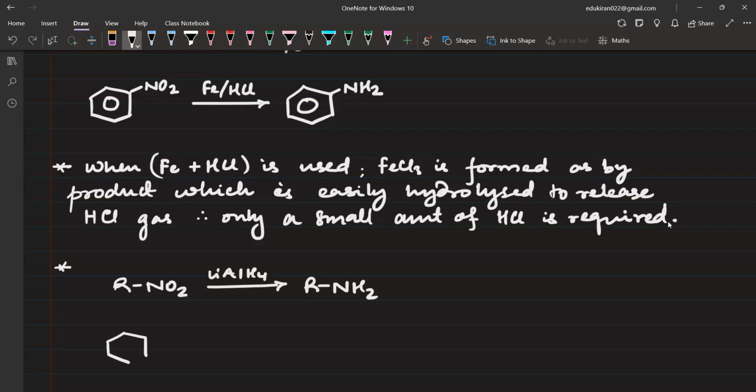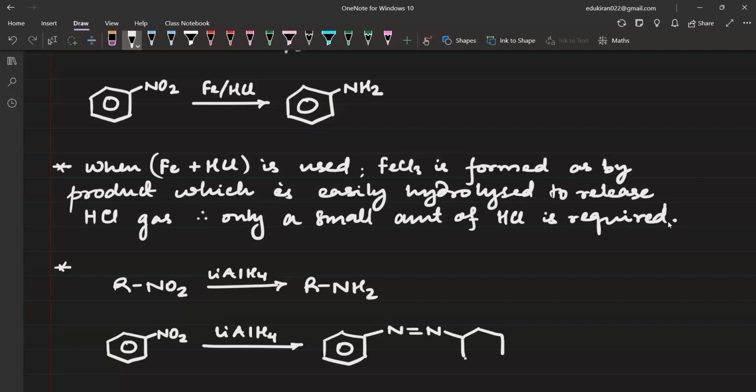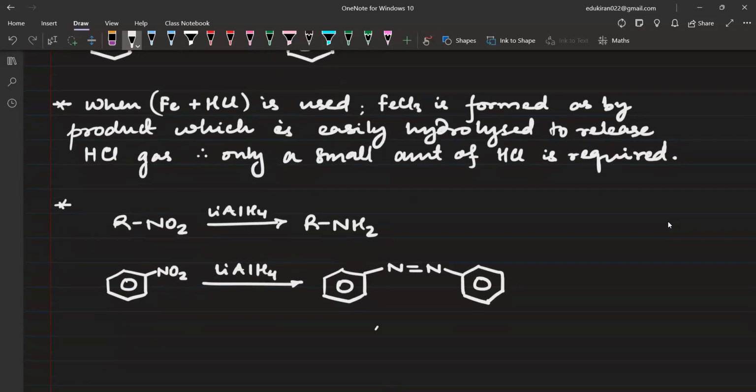But when we do the same reaction with an aromatic nitro compound, in order to form aromatic amine, if I use LiAlH4, then the nitro compound forms a dye. What type of dye does it form? A benzene ring having nitrogen, the nitrogen doubly bonded with another nitrogen, and then again a benzene ring. Whenever you have nitrogen double bond nitrogen, it is known as an azo compound. Since it is a colored compound, we call it azobenzene or azo dye. Azo means nitrogen double bond nitrogen, and both of these have a benzene ring.